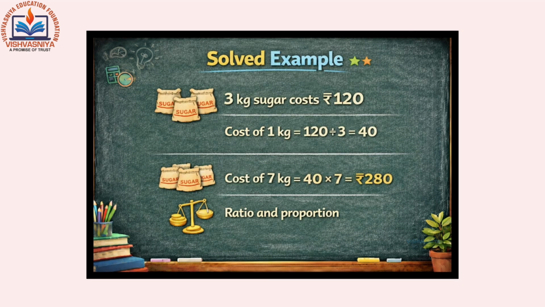If 3 kilograms of sugar cost 120 rupees, then the cost of 1 kilogram becomes 120 divided by 3, which equals 40 rupees. Now for 7 kilograms, we multiply 40 by 7. So the total cost becomes 280 rupees.